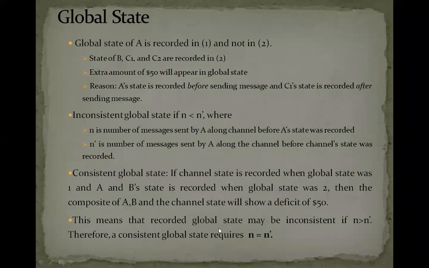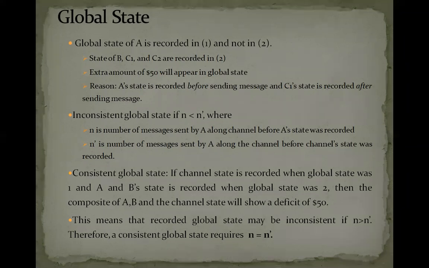This means that the recorded global state may be inconsistent if n is greater than n dash, and therefore a consistent global state requires that n should be equal to n dash. This is one of the fundamental points we have to maintain, such that whenever we are taking the global state, all the states together, we are combining the state of A, the state of B, as well as the state of the channel.